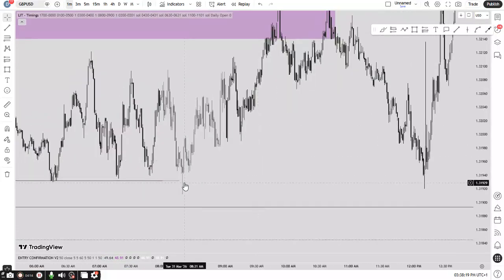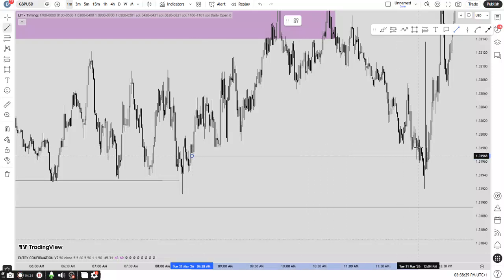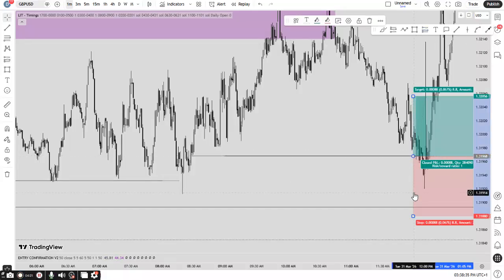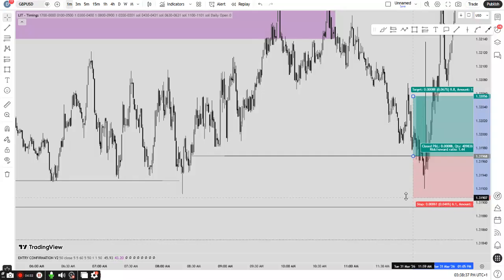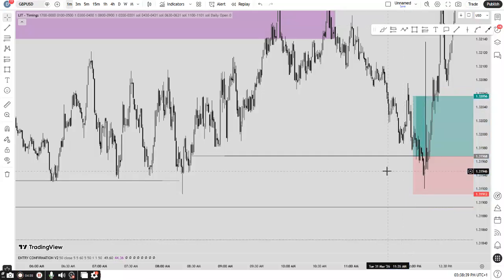All right, this is the inducement. This is a mitigation, right? This is a mitigation. What would we naturally do? From the fair value gap or liquidity, we're going to draw our line for entry, and then we'll set our entry here and our stop just by the last low.